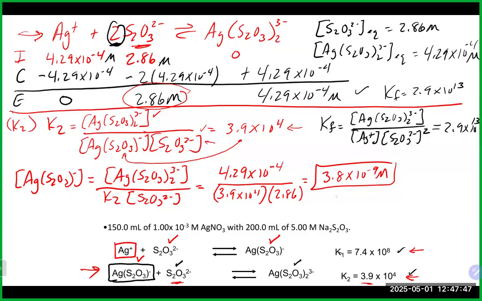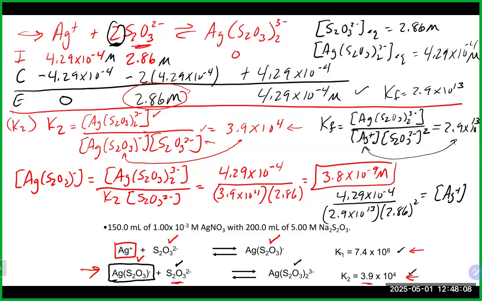Putting in our numbers here, this would give us 4.29 times 10 to the minus 4 divided by our KF, as these two guys switch places. So that will give us 2.9 times 10 to the 13 and our 2.86 squared would equal our silver concentration. And if you pop that into your calculator, you end up with 1.8 times 10 to the minus 18 molar. So again, you could have absolutely done it like we did on the first one, go after the silver first.